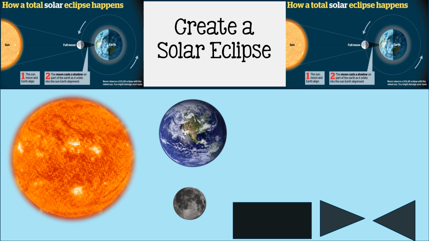I thought I could move these around a little bit, but remember, to create a solar eclipse, you need to have the moon in the middle, the sun on the outside, and the earth on the other side. And the moon is what's casting the shadow onto the earth.